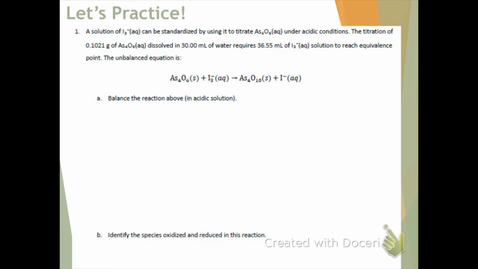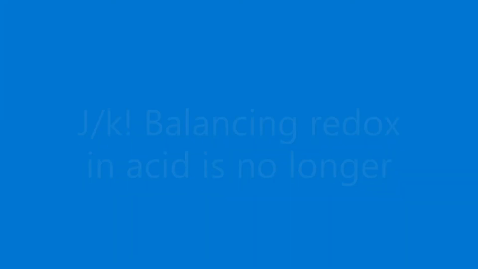We're titrating 0.1021 grams of the As4O6. This has been dissolved in 30 milliliters of water. And we know the volume of I3- solution it took to reach the equivalence point. We're given the unbalanced equation. Well, to do a redox titration, we're going to need to do some stoichiometry. First off, we're going to have to balance this reaction.